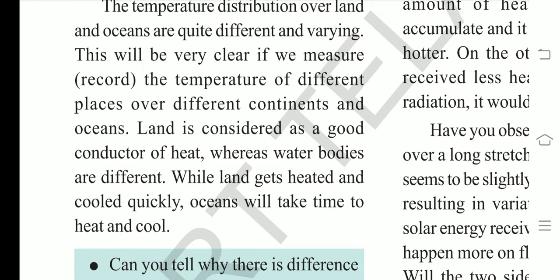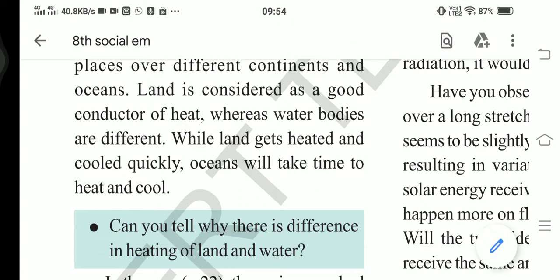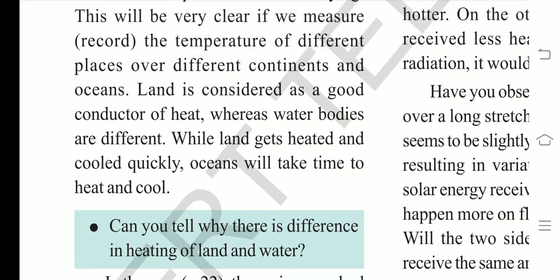My dear students, land is to be considered a good conductor of heat, whereas water bodies are different, understand? Land gets heated and also cools quickly, whereas oceans take much time to heat up and cool down. That means there is a difference in the absorption of heat by land and water bodies. Land absorbs heat much faster than water bodies.